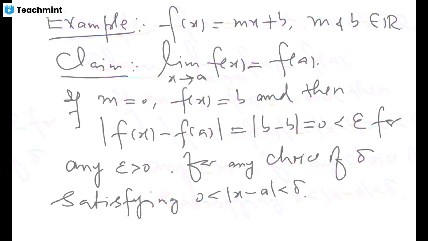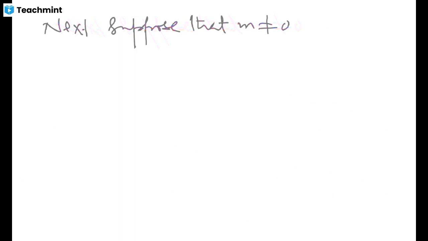So we can say that in case m is equal to 0, the limit exists, whatever it is in the claim. It exists trivially. So now we consider the case where m is non-zero. Let us consider that m is non-zero. Suppose that m is not equal to 0. Then what happens?